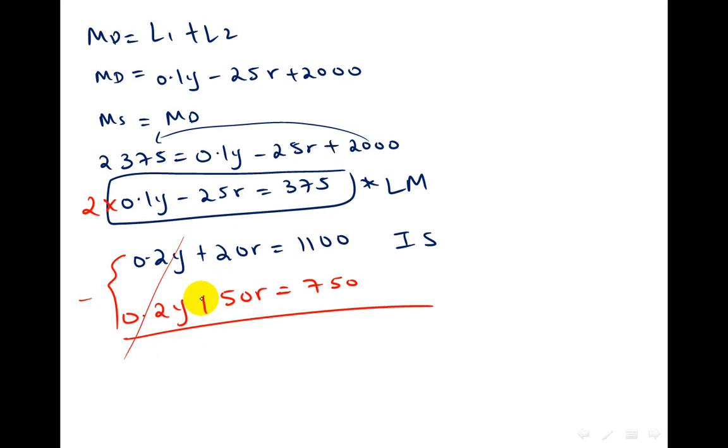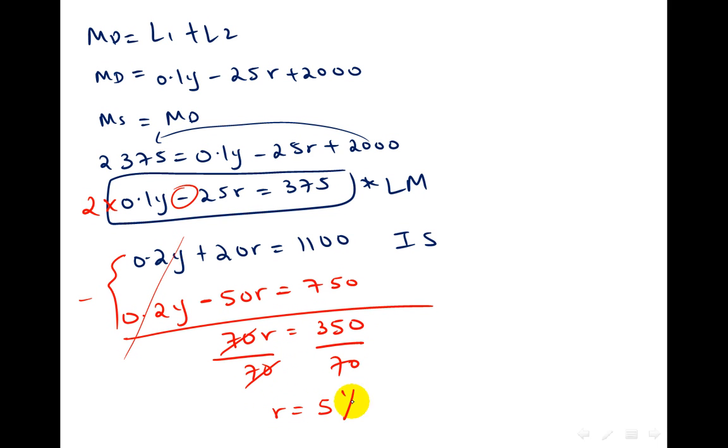I'm sorry, this is minus. Here you have a minus, so I have to put it as a minus. So 20 minus 50 would give me 70R, and 1100 minus 750 would give me 350. Divide both sides by 70. So the value for R would be 5. So the rate of interest is 5%.